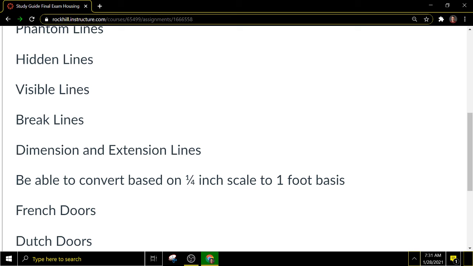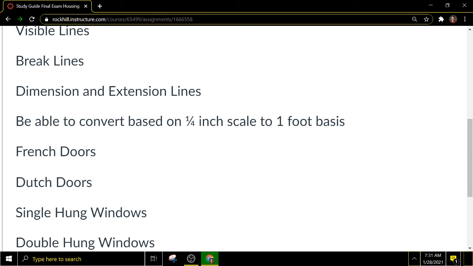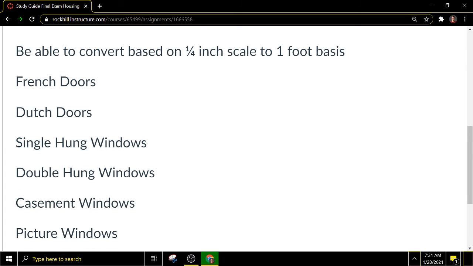And then we have dimension and extension lines, which show the dimensions as well as how far the lines go and when they stop. You also need to make sure that you can convert on a 1/4 inch scale to a 1 foot basis. So, for example, just know that for every 1/4 inch, that represents 1 foot. So 1 inch would equal 4 feet, something of that nature. So you need to understand that.